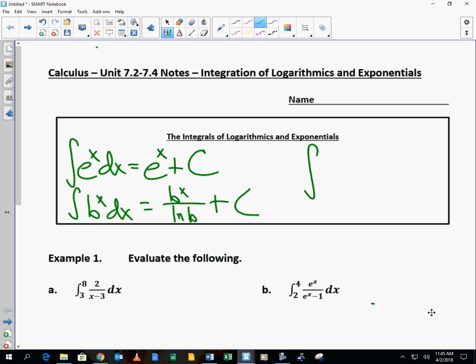And the integral of 1 over x dx is the natural log of x plus c.